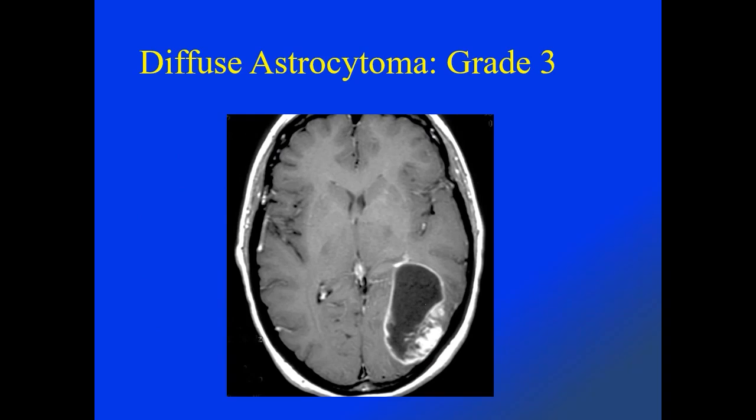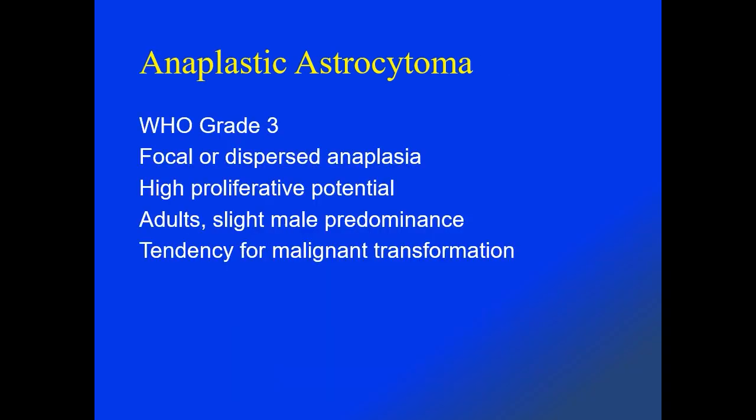This axial T1 weighted image with contrast demonstrates a complex cystic and solid mass with peripheral enhancement and a heterogeneous enhancing solid component along its posterolateral aspect, which was proven to be a grade 3 astrocytoma. Histologically, these tumors demonstrate focal or dispersed anaplasia and high proliferative potential. They're typically found in adults with slight male predominance, and they have a tendency for malignant transformation.